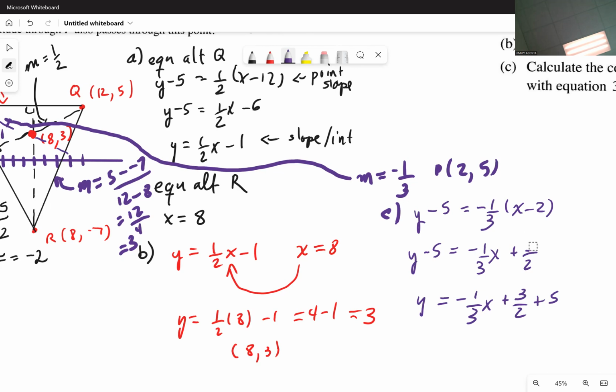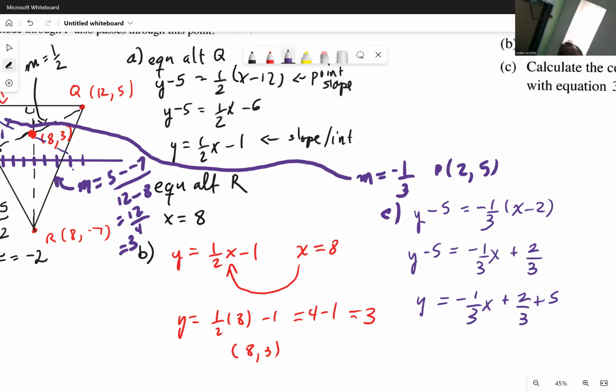2/3. For some reason, I wrote 3/2. It's 2/3. Sorry. Okay, so that's the part I want to discuss. How do you convert 2/3 plus 5 to 17/3? One way is your calculator. But how do you do it?